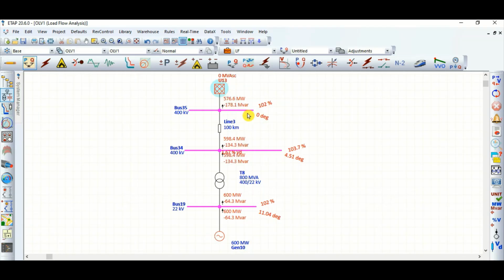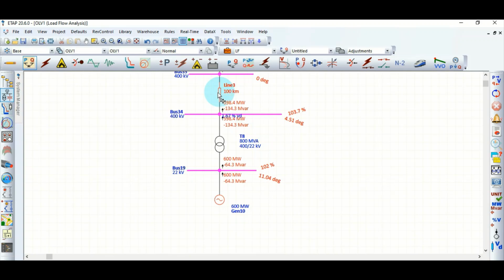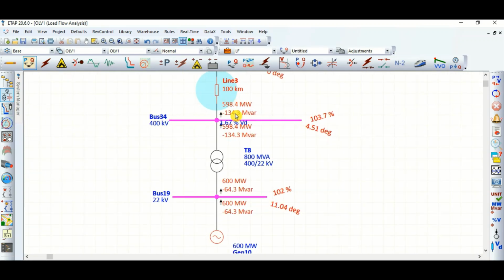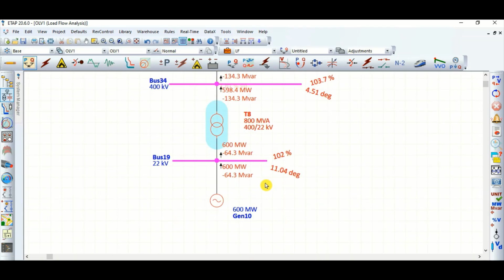Means grid side voltage fluctuation, whether it is less than 100% or more than 100%. Transmission line parameters, meaning the length and capacitive effect, the susceptance value. The transformer impedance, the generator real power generation value, and also the generator terminal voltage, what is defined here.